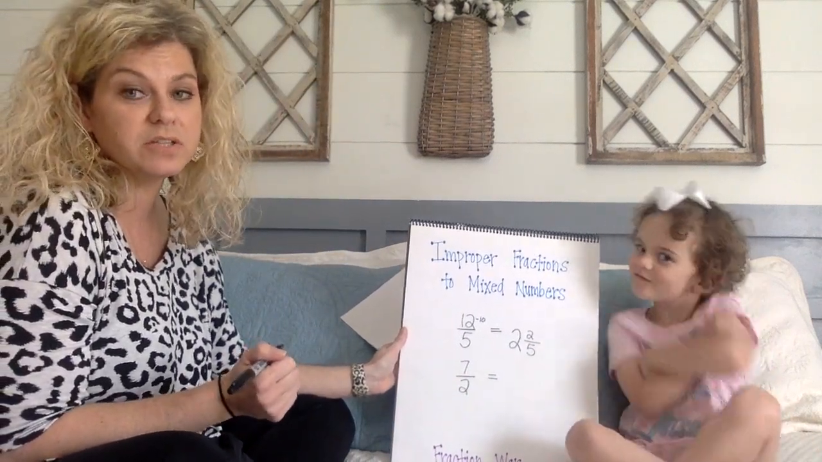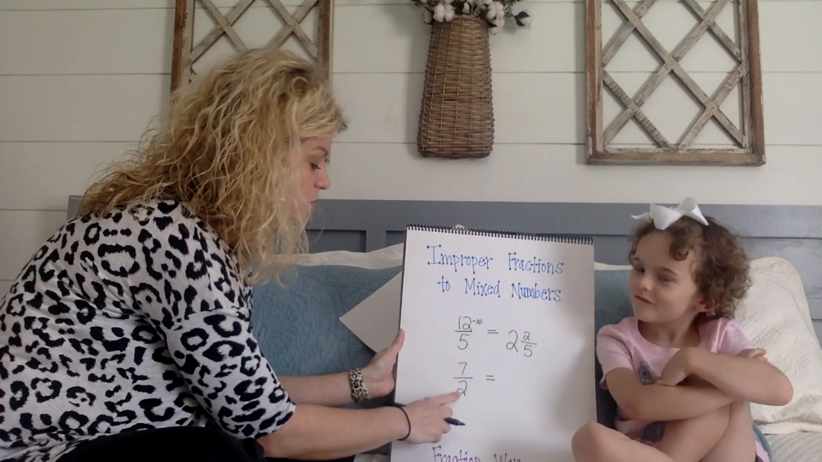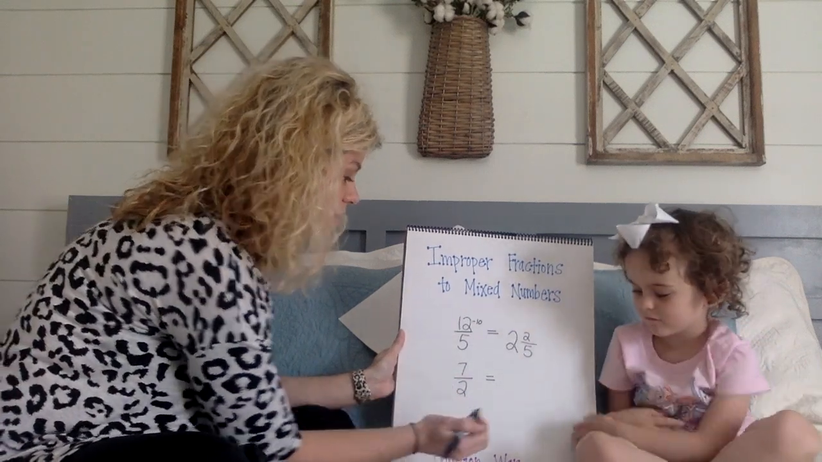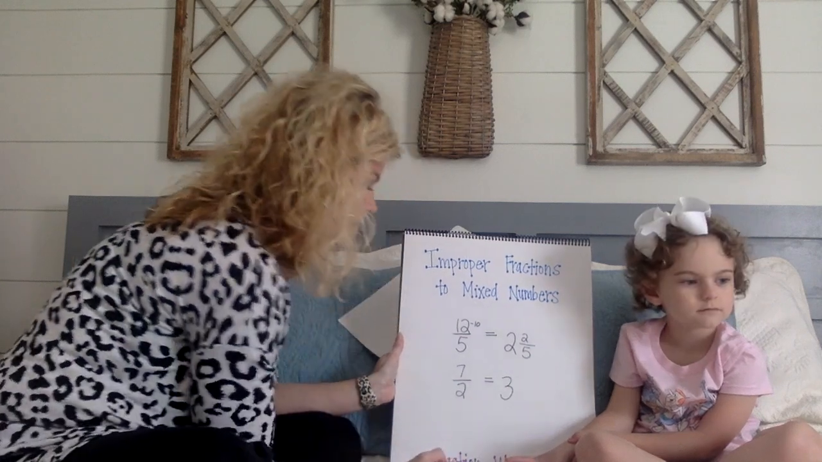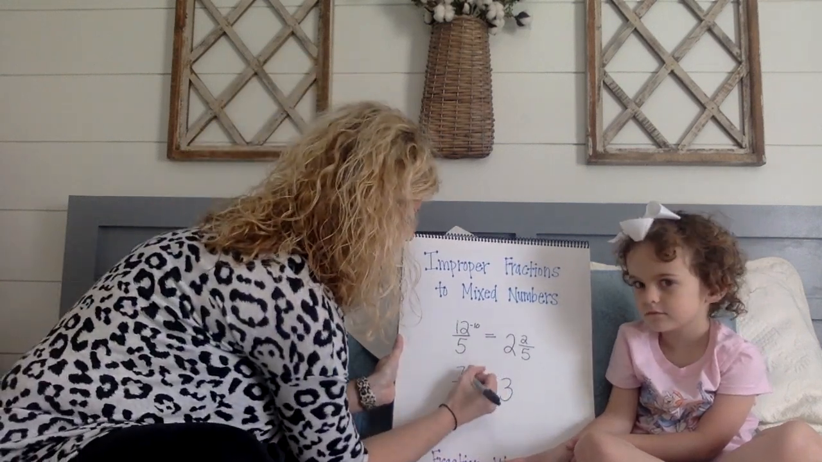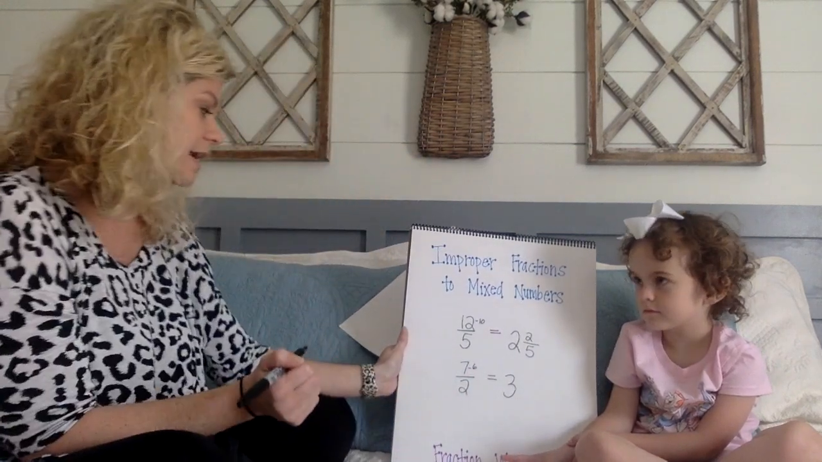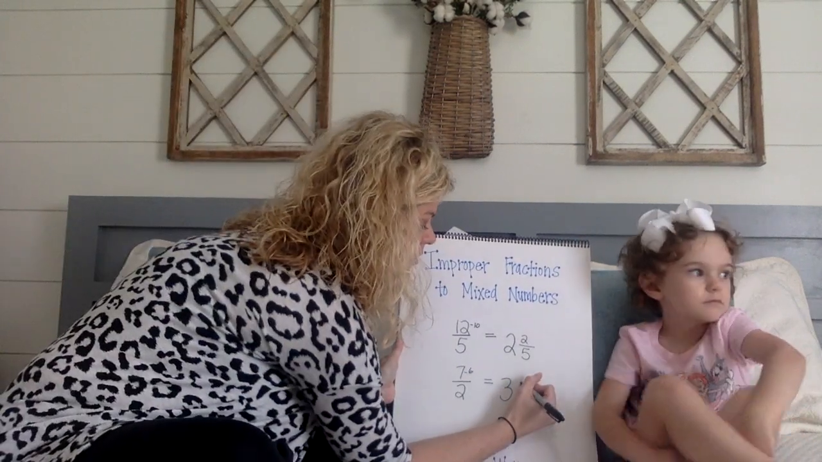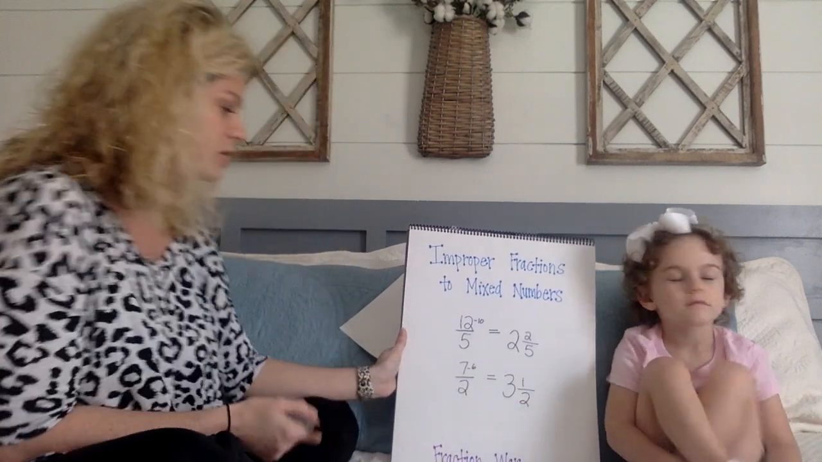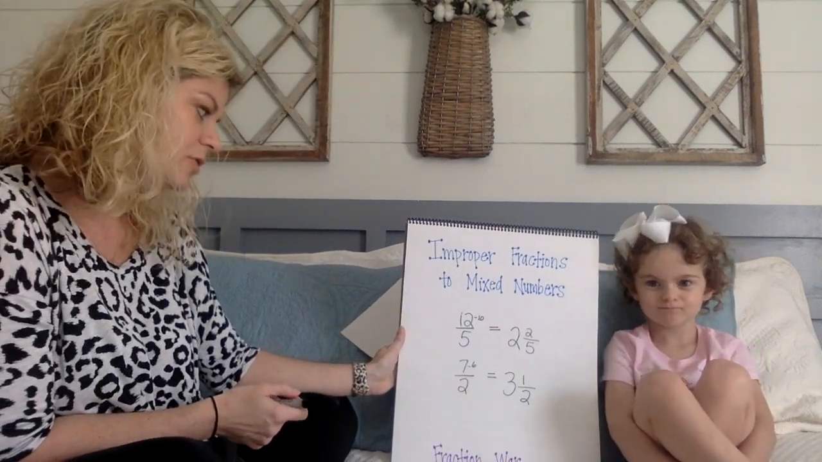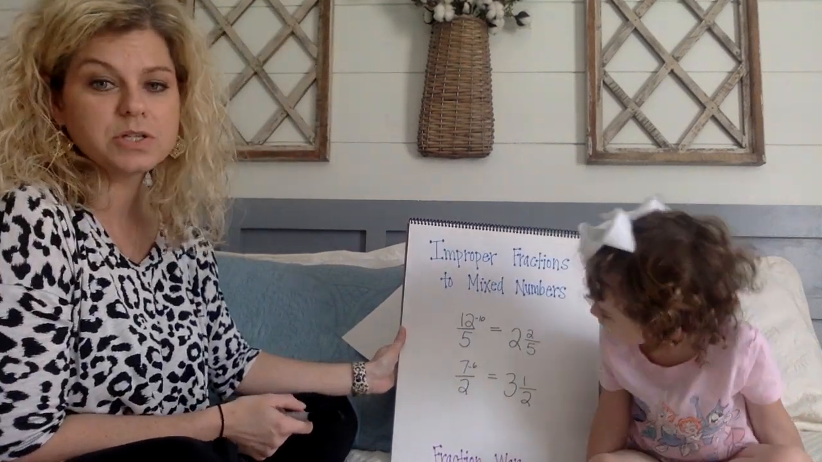Again, use those division facts to help you. How many times will 2 go into 7? I know 2 will go into 7 3 times. It's going to be my whole number, which is 6. So then I'm going to subtract 7 minus 6 to get my new numerator, which is 1. And my denominator stays the same. So 7 over 2 is equal to 3 1/2.